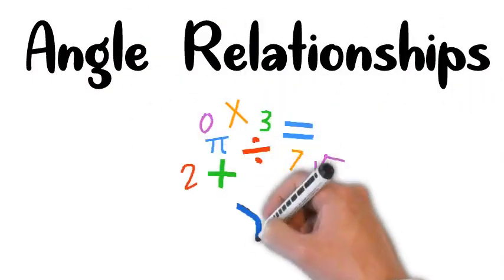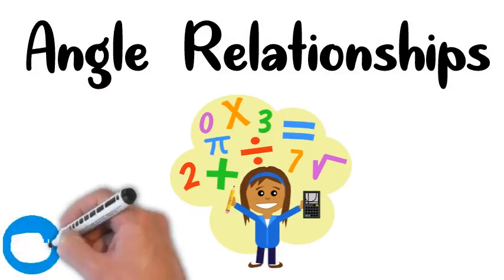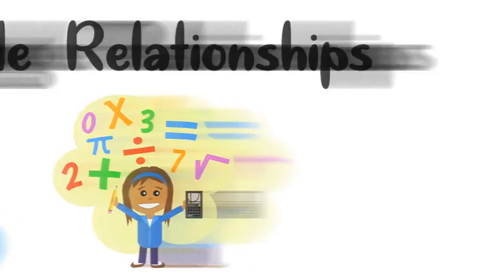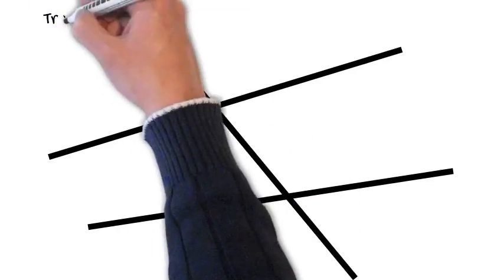Today we're going to talk about angle relationships. Let's start with two lines. Now these two lines do not have to be parallel, and they're going to be crossed or cut by a third line. And we call that third line the transversal. Transversal is a vocabulary word that you need to know the definition of. It's the line that crosses two other lines.